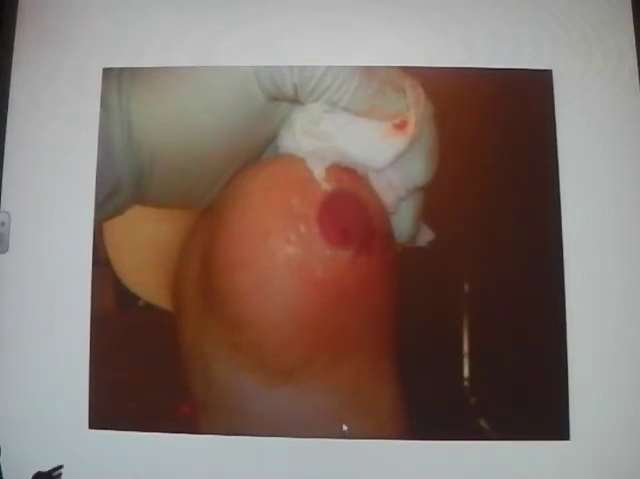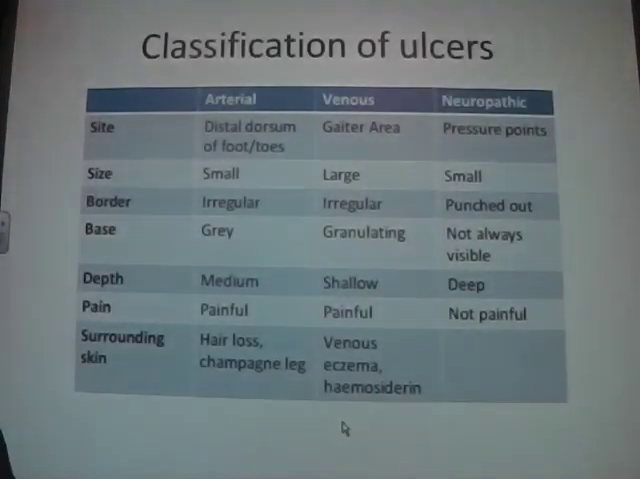It could be either over a pressure area, punched out, but it's the base of it that makes you think it's arterial, and the history versus neuropathic. So if they've got a grey, mucky base, that's arterial, and then the base of the neuropathic is not as visible, but they might be very deep, because sometimes neuropathic ulcers are related to trauma.